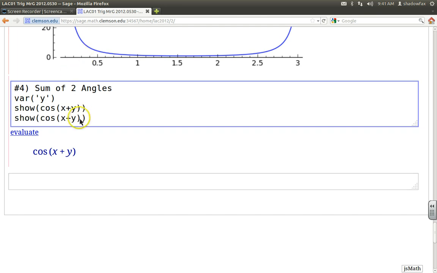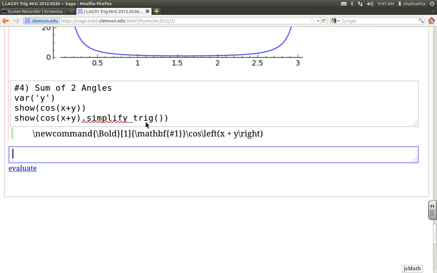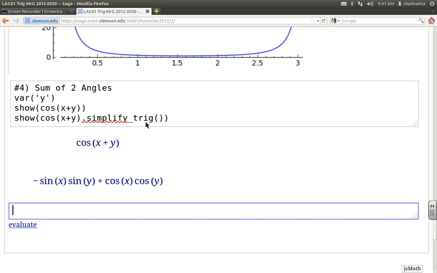I'm going to make it calculate for me. I'm not going to write out the answer. Dot something. Simplify, trig. That seemed to work before with trig. There we go. So the cosine of x plus y is the cosine of x times the cosine of y minus the sine of x times the sine of y. I think we wrote it the other way in class. Cosine, cosine minus sine, sine. Cosine of the first times cosine of the second minus sine of the first times sine of the second, right?